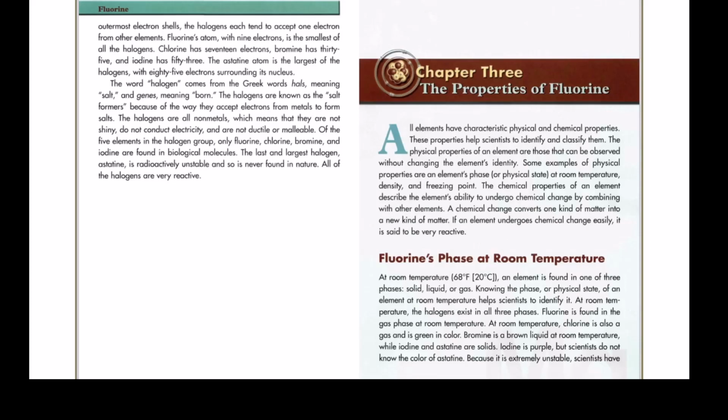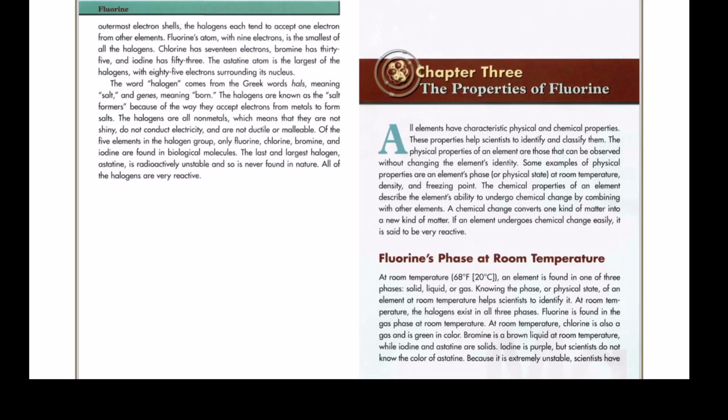The chemical properties of an element describe the element's ability to undergo chemical change by combining with other elements. A chemical change converts one kind of matter into a new kind of matter. If an element undergoes chemical change easily, it is said to be very reactive.